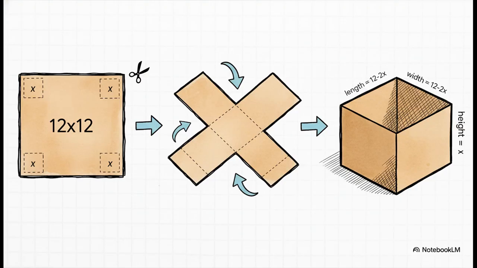Imagine you have a 12 by 12 inch square of cardboard. You're going to cut identical little squares, each with a side length of x, from all 4 corners. Then you fold up the sides to make an open-topped box. The question is, what size square x should you cut to get the absolute maximum possible volume?